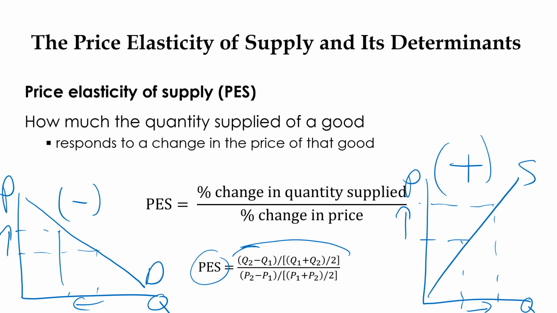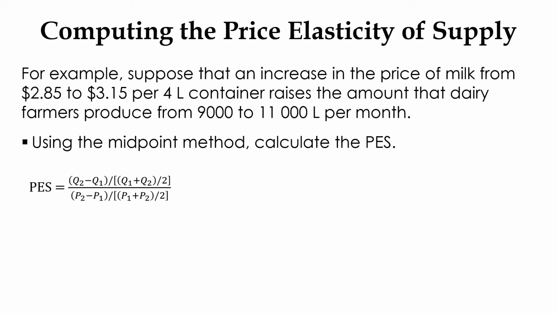Anyways, pretty easy. So easy, in fact, I think we can do a working example right now. For example, suppose that an increase in the price of milk from $2.85 to $3.15 per 4-liter container raises the amount that dairy farmers produce from 9,000 to 11,000 liters per month. Using the midpoint method, the formula below, calculate the price elasticity of supply. Please pause the video.